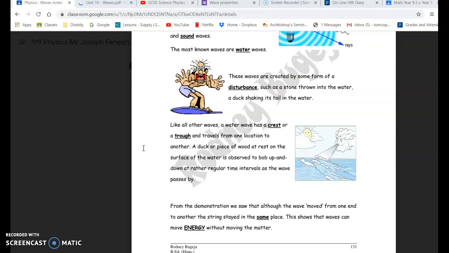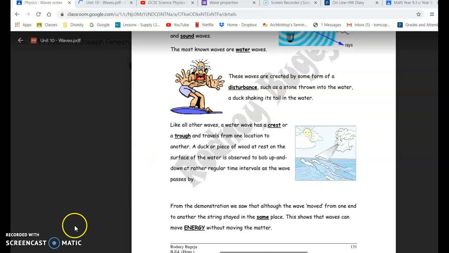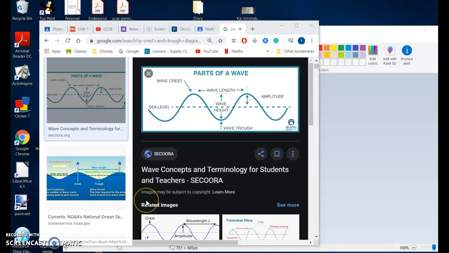Like all other waves, a water wave has a crest and a trough. So the wave crest is at the top of the wave, while the wave trough, T-R-O-U-G-H, that's how you pronounce it, is at the bottom part of the wave. So wave crest at the top and wave trough at the bottom.